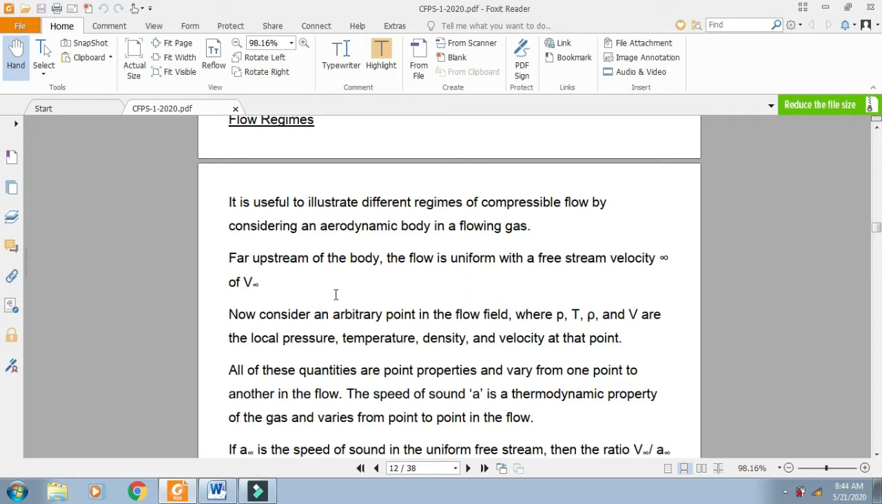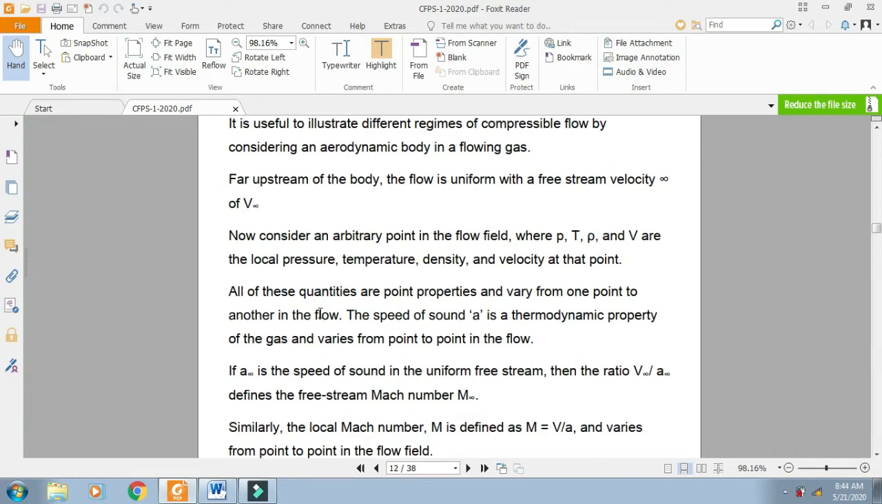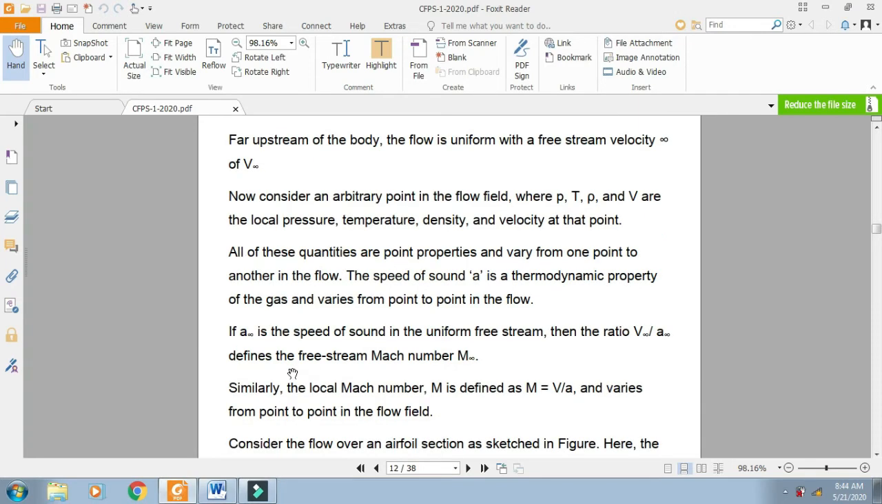Similarly, the velocity of sound depends on temperature. Particularly for a perfect gas, we have a simple relation: square root of gamma RT. So the velocity of sound is directly related to temperature. So temperature will also vary as the fluid is moving over the airfoil. Similarly, we have A infinity, which is the free stream velocity of sound. From the free stream velocity of sound and the free stream velocity of the fluid, we get the free stream Mach number.